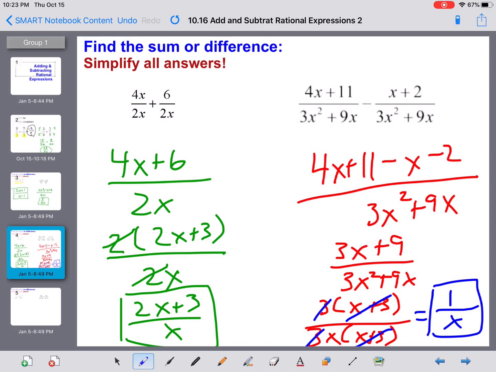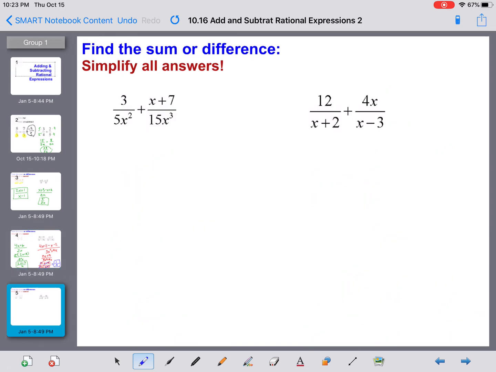Okay. Moving forward, we need to know what we want to do when we don't have a common denominator. So we have 3 over 5x squared plus x plus 7 over 15x cubed. We need to recognize that between those two, we always have to build up. We can't build down, so we want to build up.